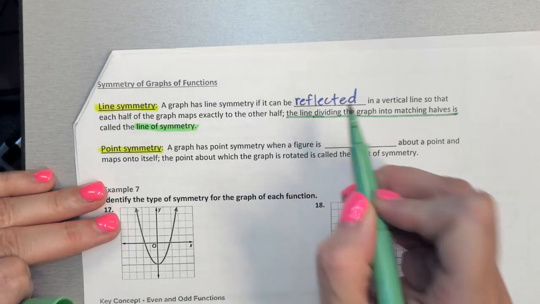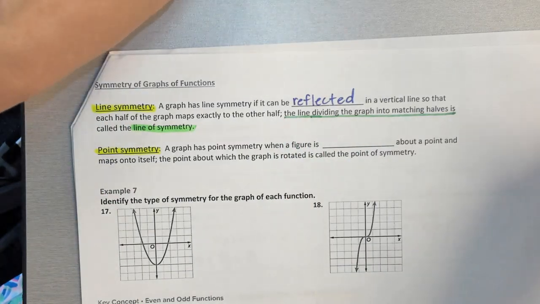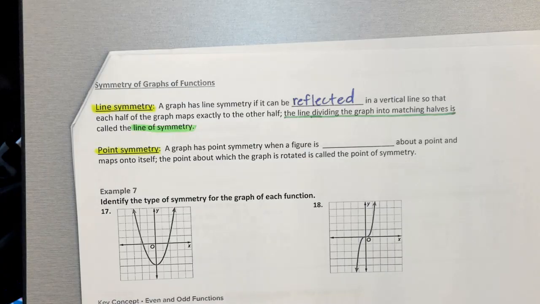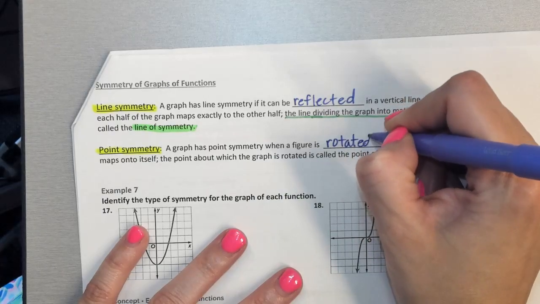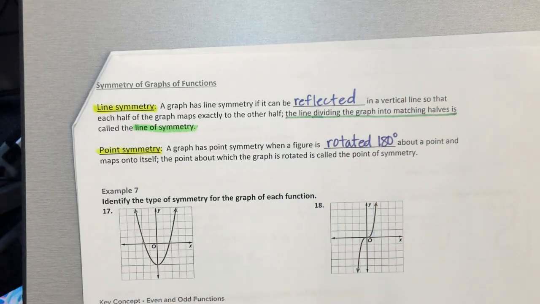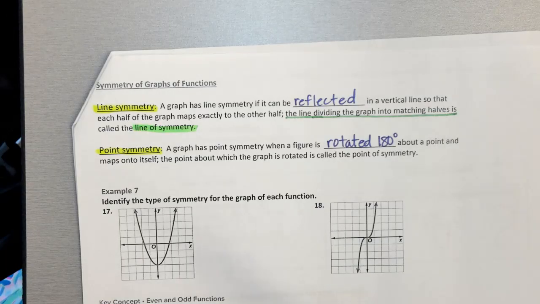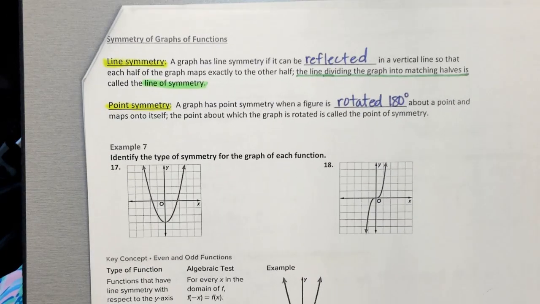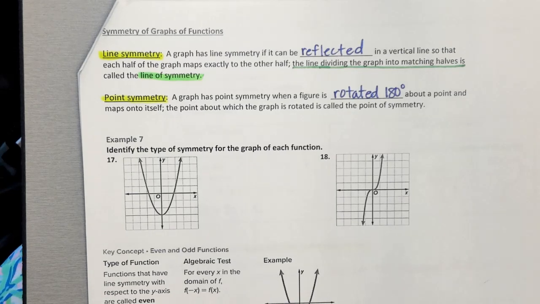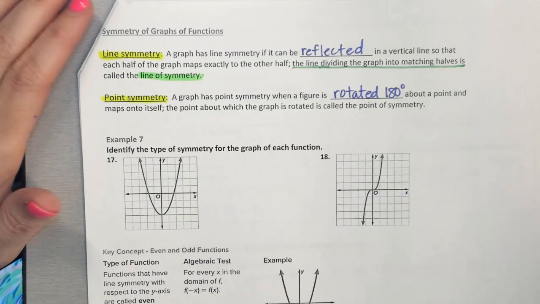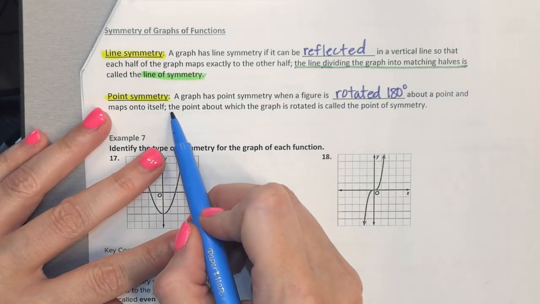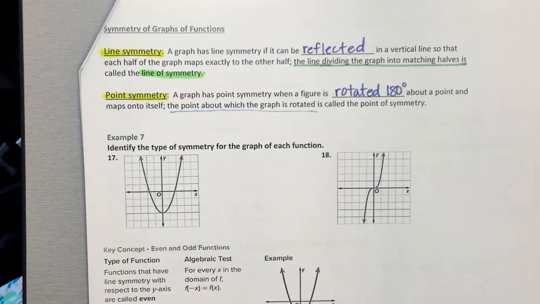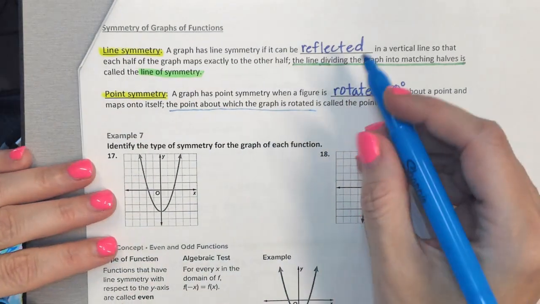Okay, the next thing we're going to talk about is point symmetry. Point symmetry is when a figure is rotated 180 degrees about a point and it maps onto itself. Your book from last year may have called this rotational symmetry, or they may have called it point symmetry. Just know that the point about which the graph is rotated is the point of symmetry.